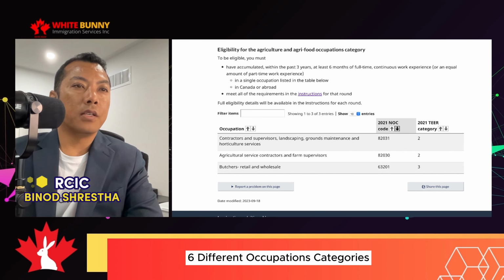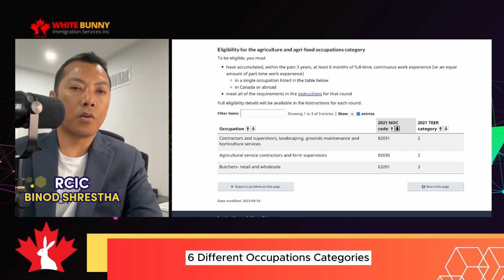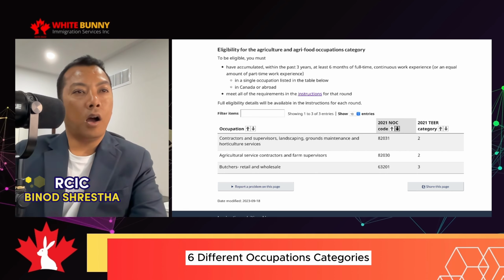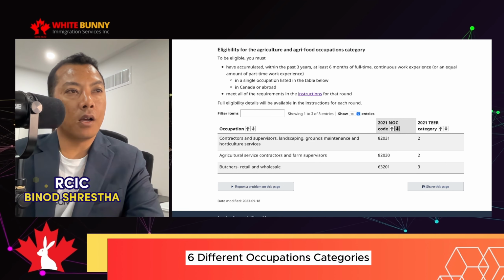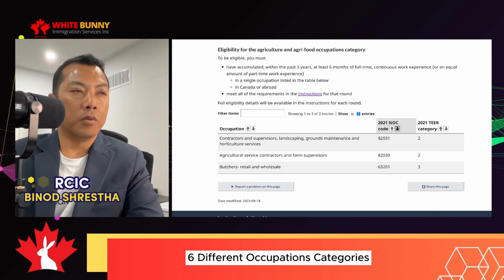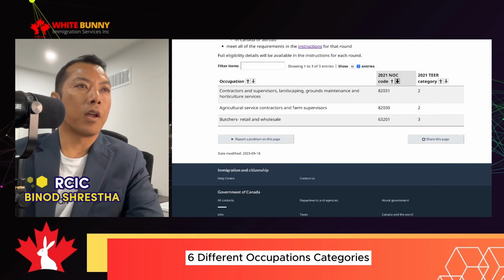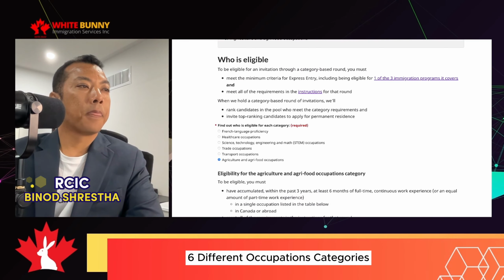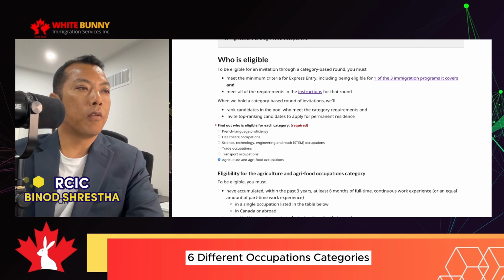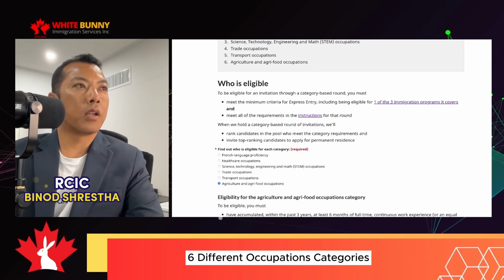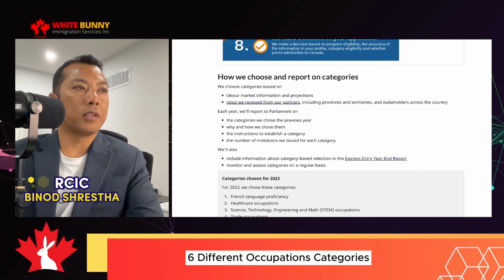So you can see these are the NOCs. If your job scope matches any one of these categories, any one of these jobs, you could be eligible for the program. So these are the 6 different job categories. 1, 2, 3, 4, 5, 6. This is what I wanted to talk about today.